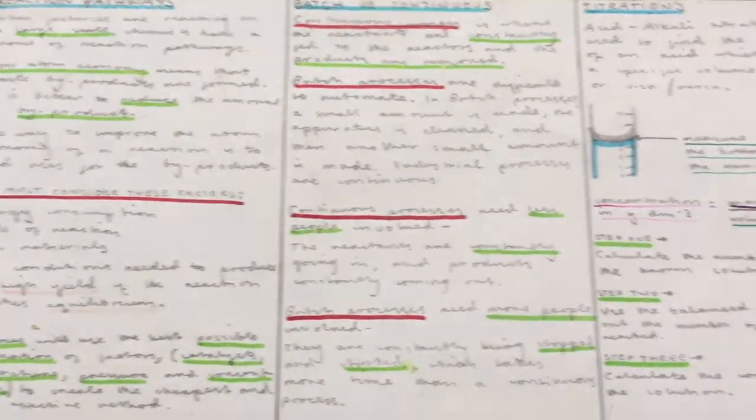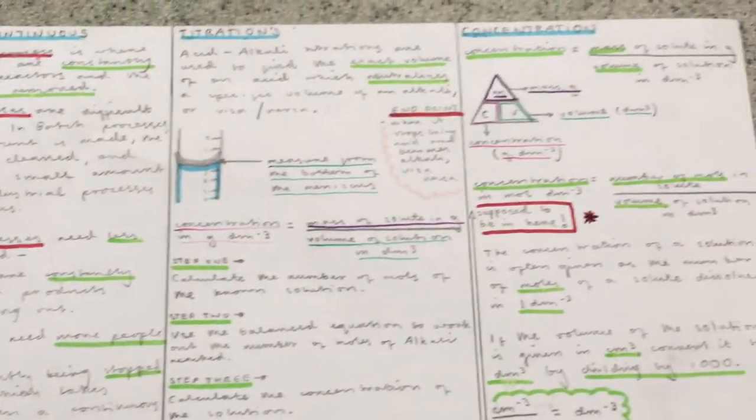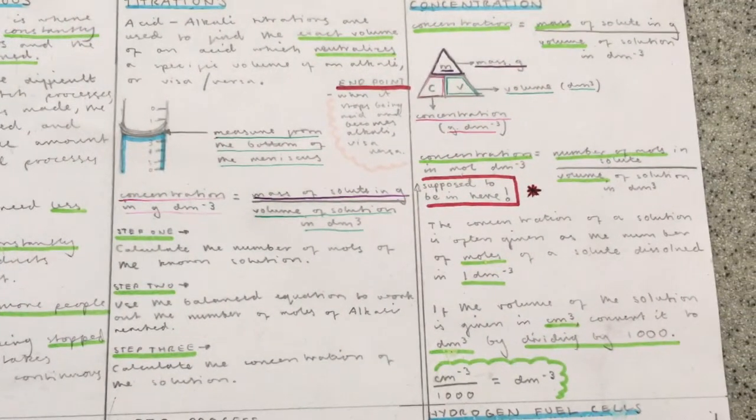Alright, titrations next. Acid-alkali titrations are used to find the exact volume of an acid needed when neutralizing a specific volume of an alkali, or vice versa. End point is when it stops being acid and becomes an alkali, and vice versa. Measure from the bottom of the meniscus curve. Concentration in grams per decimeter cubed is mass of solute in grams divided by volume of solution in dm3. Step 1, calculate the number of moles in the known solution. Step 2, use the balanced equation to work out the number of moles of alkali reacted. And step 3, calculate the concentration of the solution.